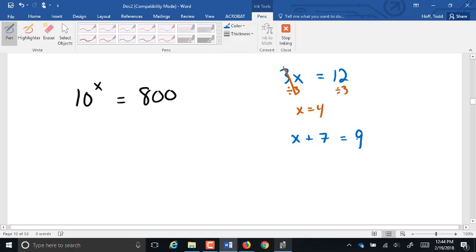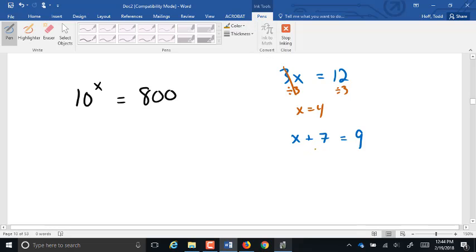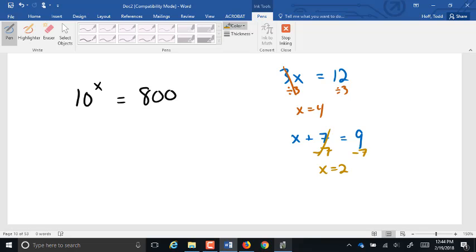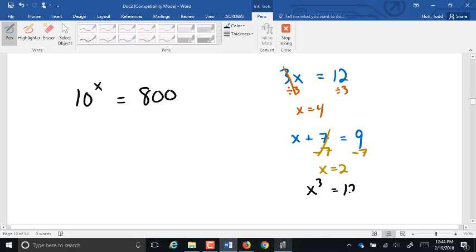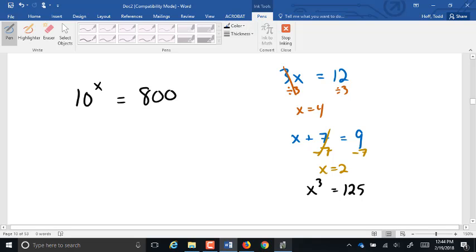Or we might have x plus 7 equals 9. How did we get rid of the 7? We subtracted. 7's being added, so we subtract it to get x equals 2. We even had x to the third power equals 125. How did we get rid of the third power? Third root. That gives us x equals 5.